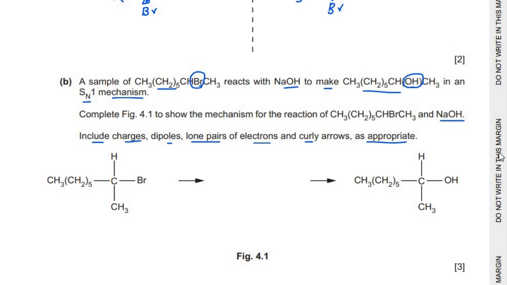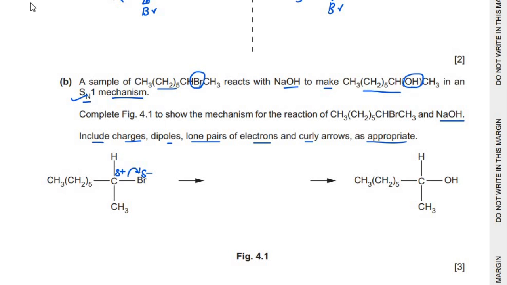Now as mentioned, it's SN1, so only one reagent can bond with the carbon at a time. So first we need to remove the bromine, and then only the OH can bond with the carbon. So starting with the partial charges, we have to draw the partial positive and partial negative on bromine. And also we need to show a curly arrow where we can show that the bond between the carbon and bromine has to be broken.